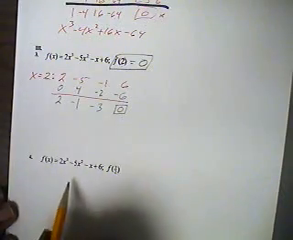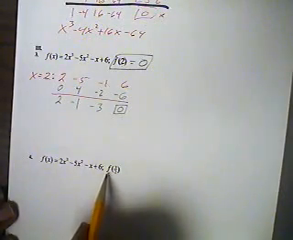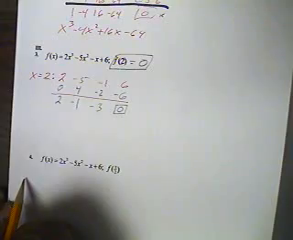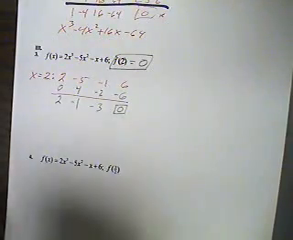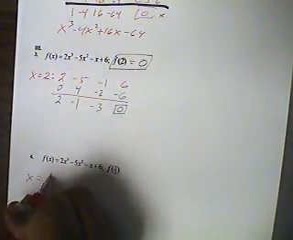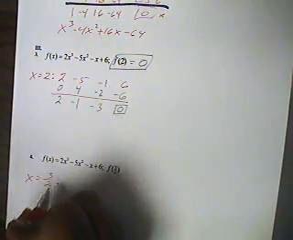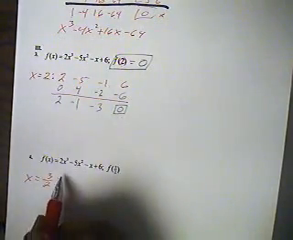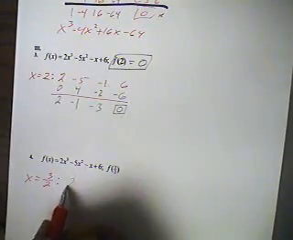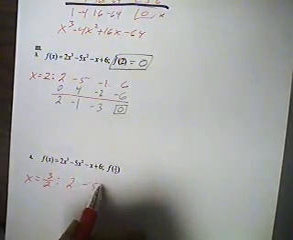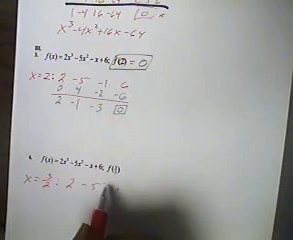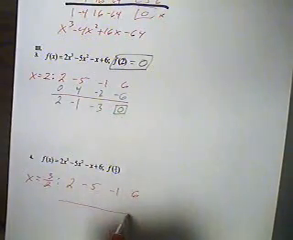Next, we have that x is 3 halves. So let's write down x is 3 halves. And the coefficients start off with the x cubed term, or 2. Then the x squared term is negative 5. The x term is negative 1. And the constant is 6. A little space here.